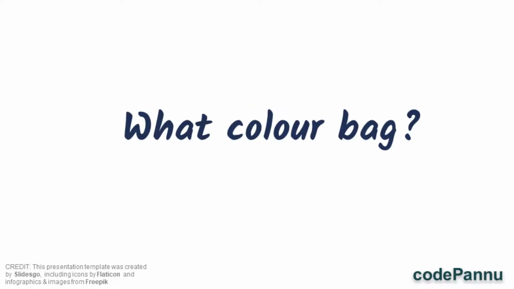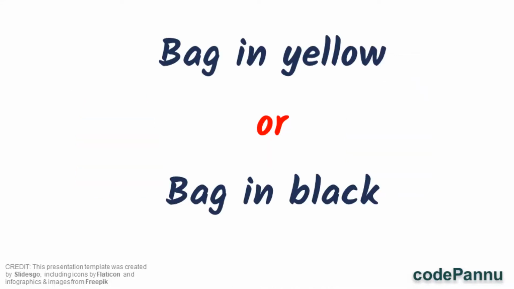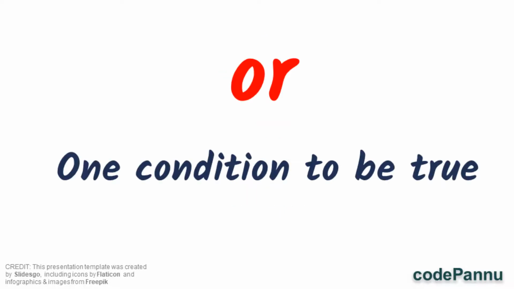Sometimes we use the word or with our conditions. For example, if we want to buy a school bag and the shopkeeper asks us what color bags we want to look at, we may say, we want a yellow bag or black, which means we will buy the bag if it is yellow or we will buy the bag if it is black. So we are looking for yellow or black. When we want any one of the conditions to be true, we use or.